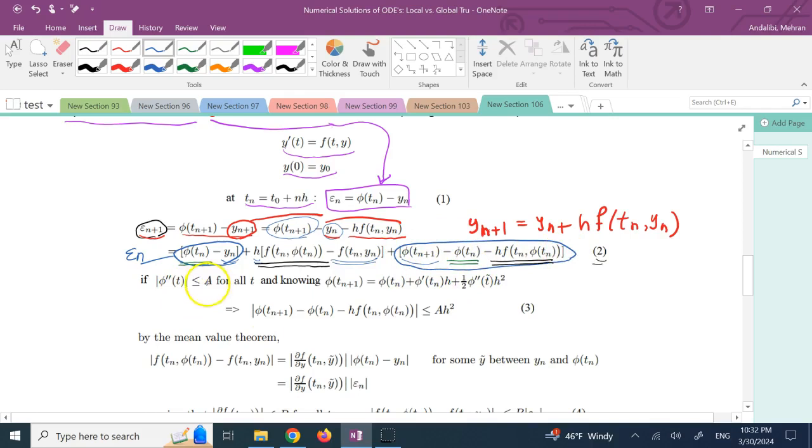What do we do? Let's assume that the magnitude of the second derivative of the exact solution is less than a for any t. So here we make an assumption on the second derivative. So the curvature is less than something, in magnitude. And so here, phi at tn plus 1 equals phi at tn plus phi prime at tn times h plus basically these higher order terms. In general, here is just an approximation, but there are these higher order terms.